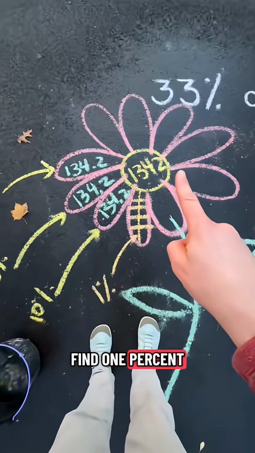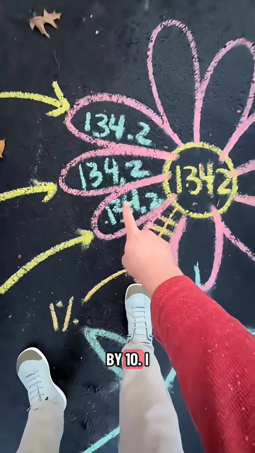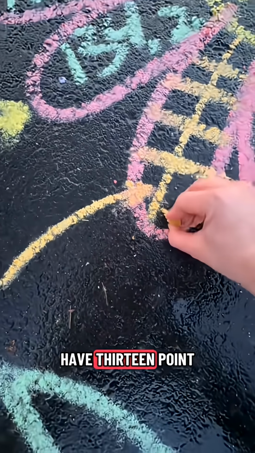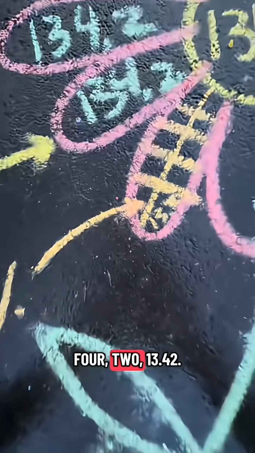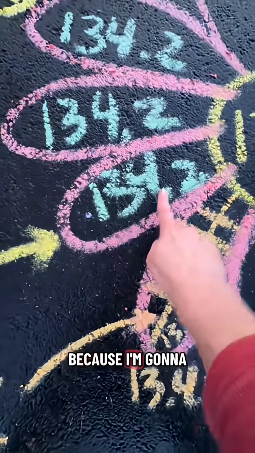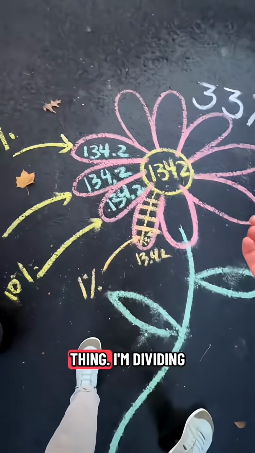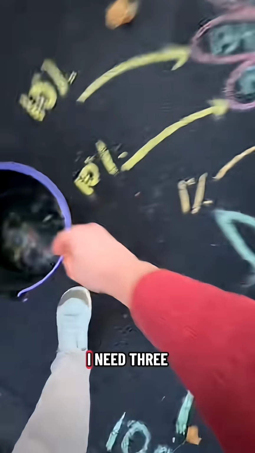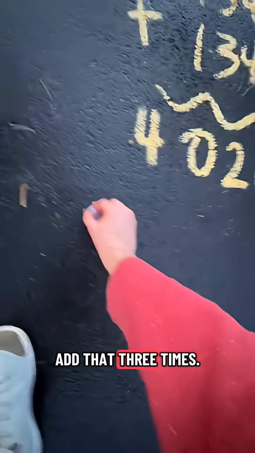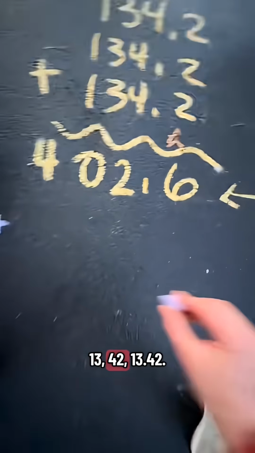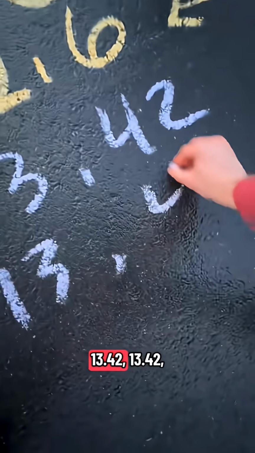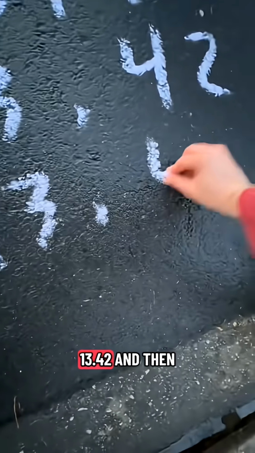How can I find 1% of the whole? Well, to find 10%, I divide it by 10. I could divide that number by 10 again. And then in here, I'm going to have 13.42. Because I'm going to move that decimal place one to the left, because it's the same thing, I'm dividing by 10. So that's 1%. I need 3 of those to find 33%. So I'm going to add that 3 times. Add 13.42, 13.42, 13.42, 13.42.